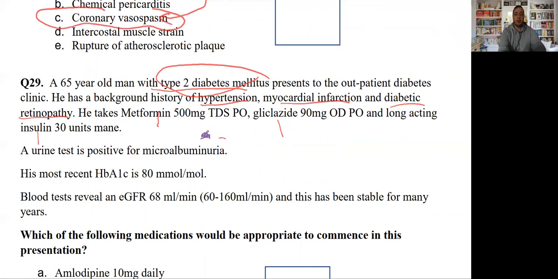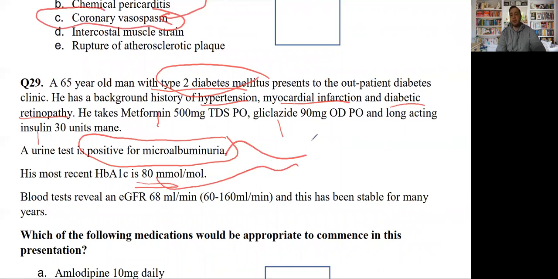Urine test is positive for microalbuminuria. This is an indicator of early involvement, or early start, of diabetic nephropathy. His most recent HbA1c is 80 millimole per mole. It's high. This indicates that his diabetes mellitus is poorly controlled. I think it is in the range of 11% in the old unit of HbA1c. So this indicates poor compliance and poor control of diabetes mellitus.